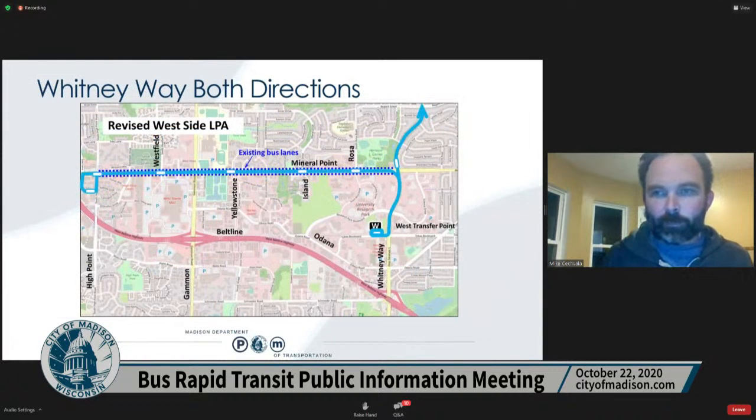And so this is kind of the proposed alternative to the Rose Road extension. Buses would go down Whitney Way, serve the west transfer point, turn around and come back up Whitney Way, and then serve the extent of Mineral Point Road. Again, all of Mineral Point Road would be in dedicated bus lanes with the median stations.